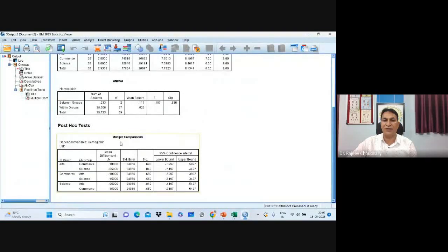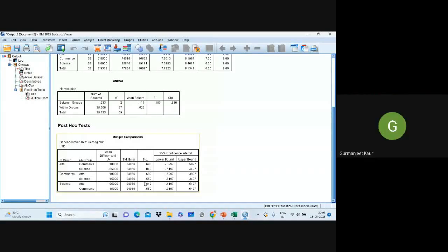See the post hoc test, multiple comparisons. Multiple comparisons means, madam, how many pairs do we have? We have 3 pairs. Arts versus commerce: no significance. Arts versus science: no significance. Commerce versus arts: instead of 3 pairs, we have 6 pairs here. We should not be confused. Arts versus commerce or commerce versus arts, the answers will be the same. Whether you compare arts with commerce or commerce with arts, the answer will be the same. Is it okay? Yes, sir.